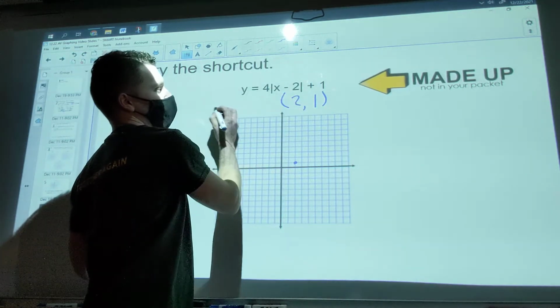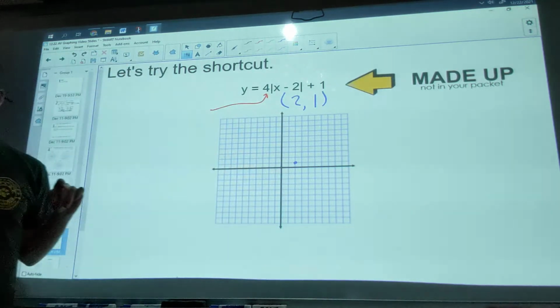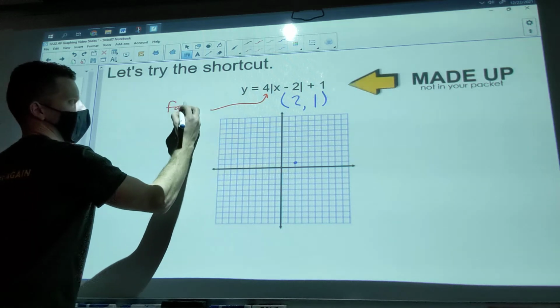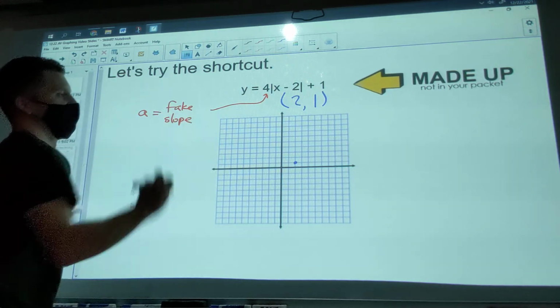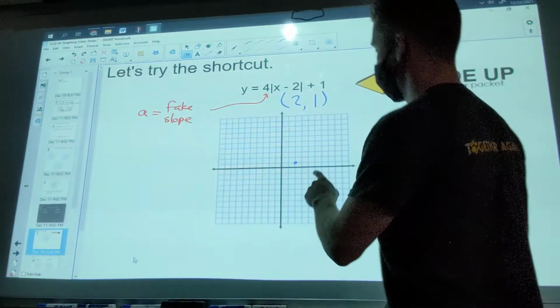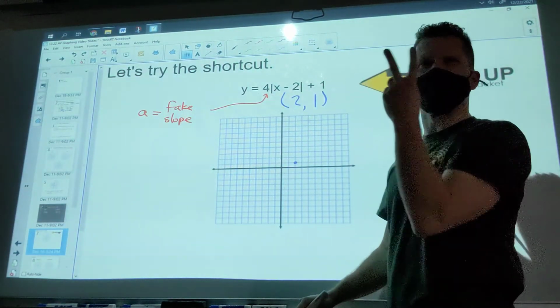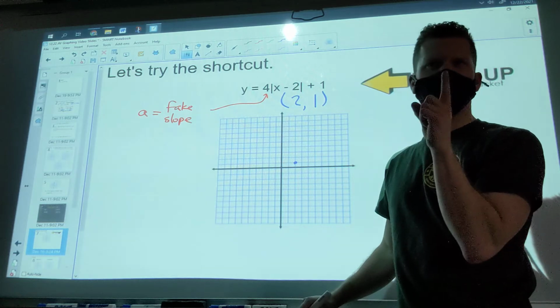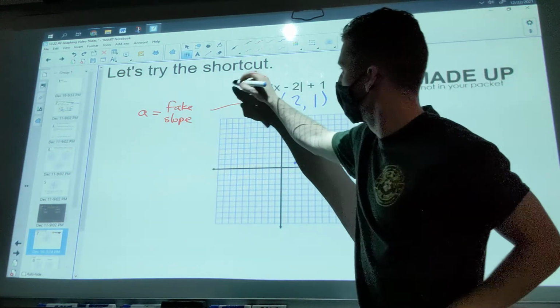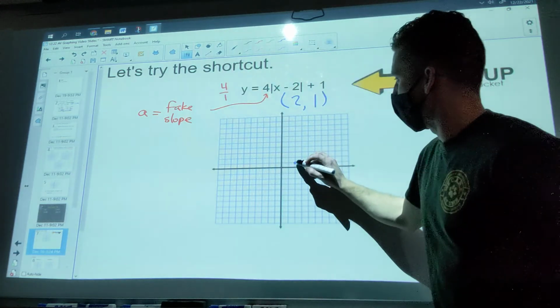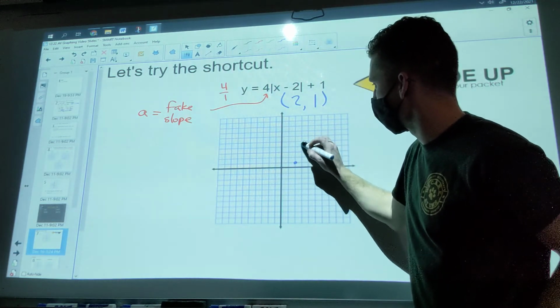I like to refer to my a value as my fake slope. What we do is we count. First off, is this going to be opening up or opening down? If it's positive, up. It's going to be a V. So we're going to be counting up 4. This is like 4 over 1. We're going to count up 4, 1, 2, 3, 4, and go over to the right 1.